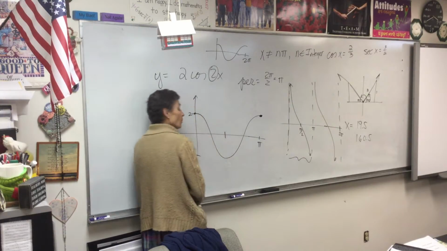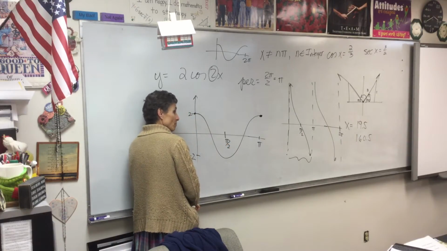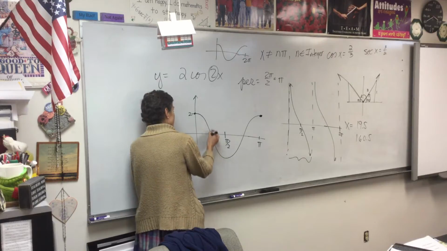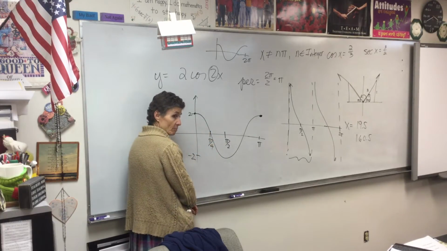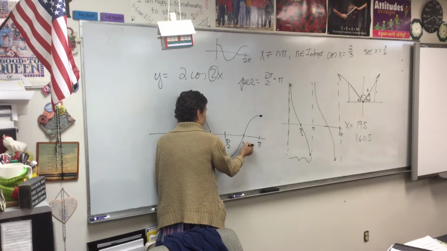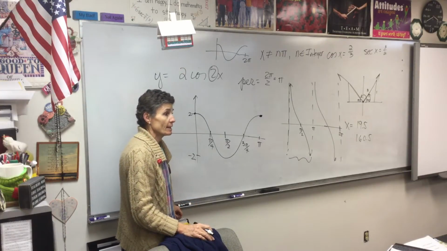What's the halfway point then? Pi over 2, or some of you write 1/2 pi, that's fine. What's this one? Pi over 4, or 1/4 pi. What's this one? 3/4 pi, 3 pi over 4, and we're done.